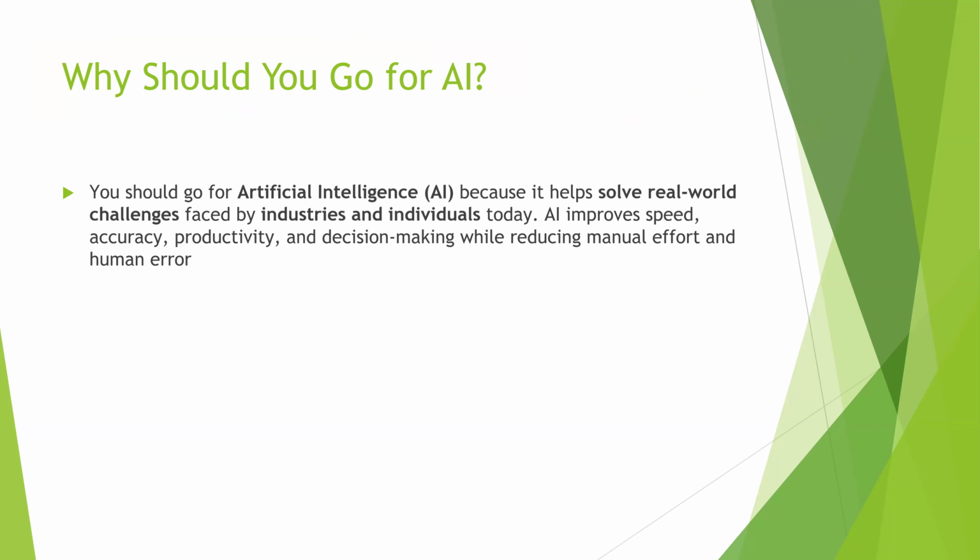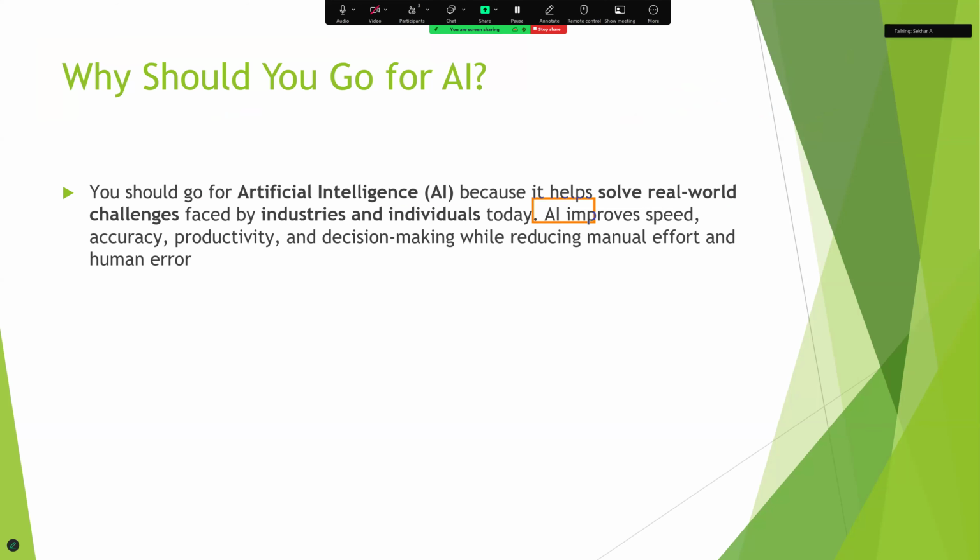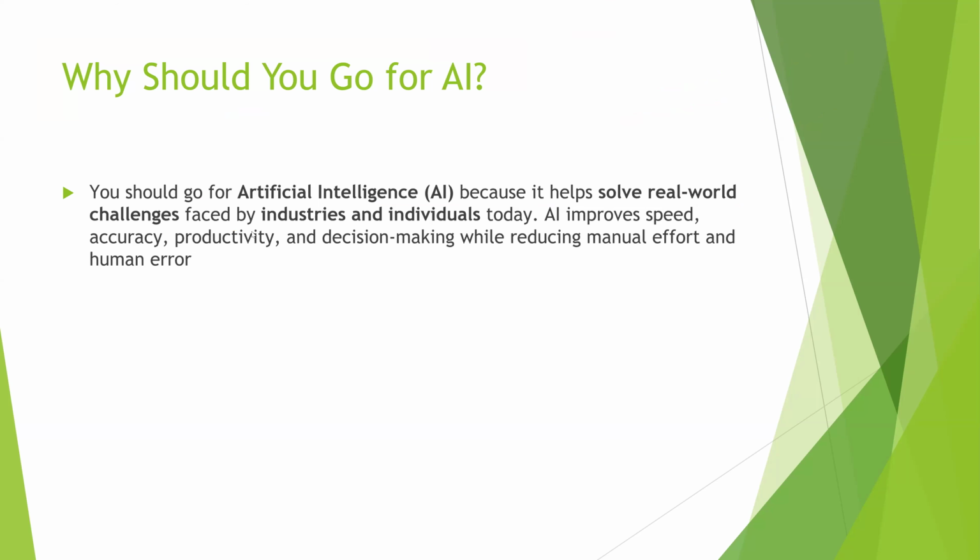Next, AI will improve speed, accuracy, productivity, and decision making while reducing manual effort and human error. So blunder mistakes and human errors are not going to be there. Clear? Why should I go for AI? We should go for AI because it helps resolve real world challenges faced by industries and individuals. AI will improve the speed, accuracy, productivity, and decision making. That's why you should go for AI.